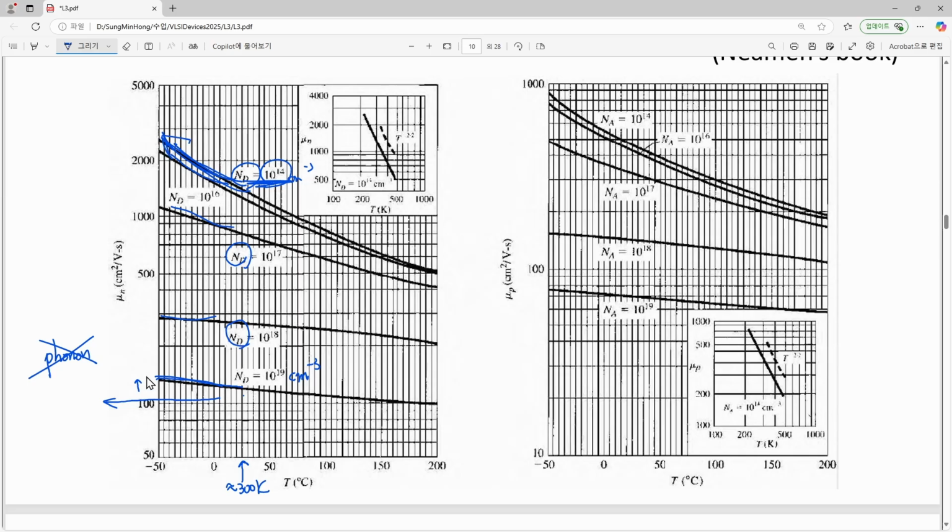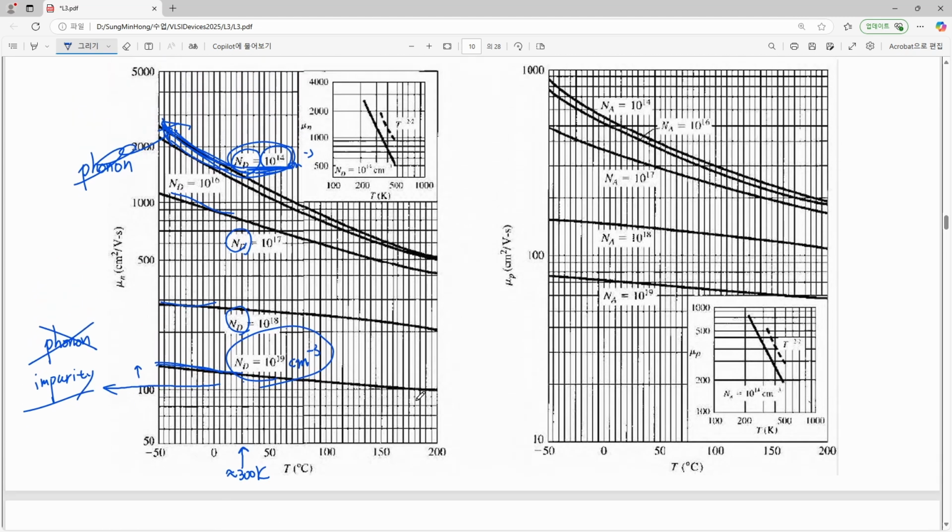So it means that for a highly doped sample, mobility is limited by impurity scattering. And if we go to a lightly doped sample, then mobility is limited by phonon scattering. And if we reduce the temperature, phonon-limited mobility increases quite a lot. So that is shown in these graphs.